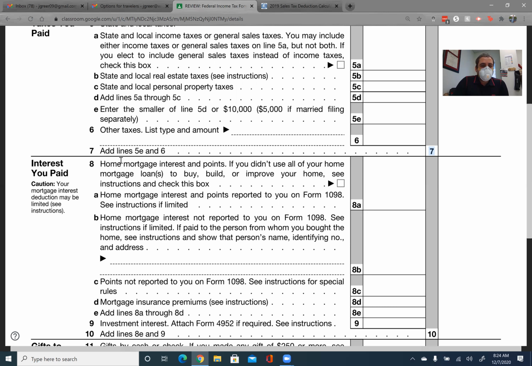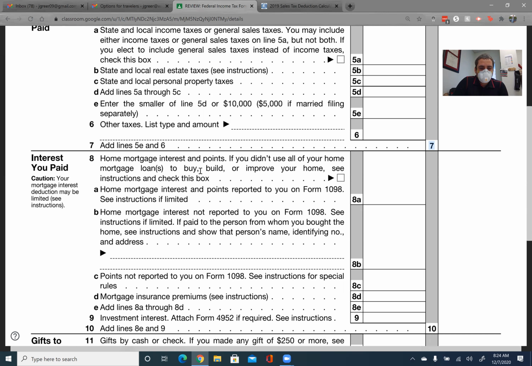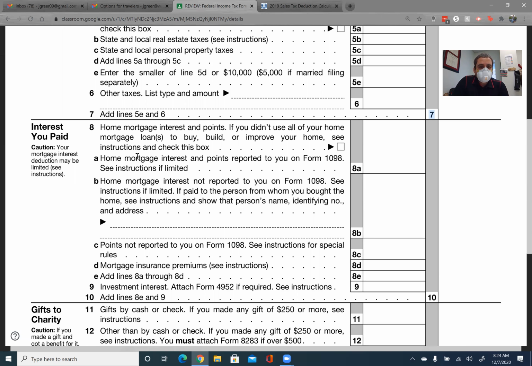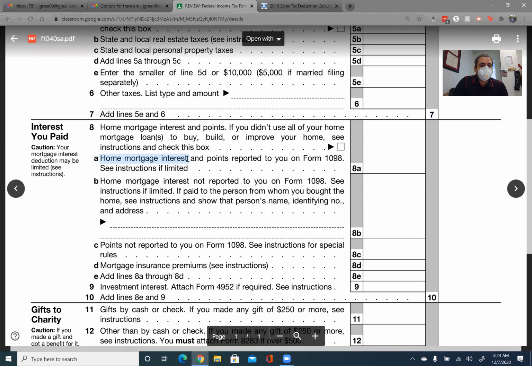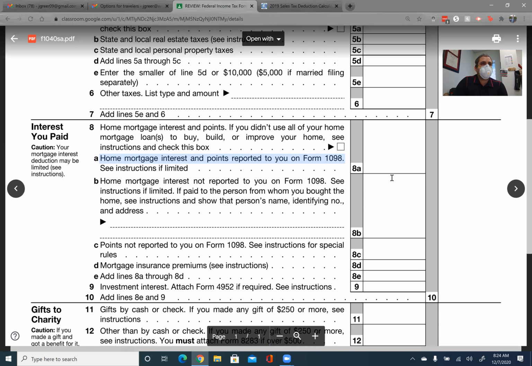Okay. So line 8. Mortgage interest and points reported on Form 1098. So that's where you're going to put, and I will tell you in the fact pattern, or I will provide a Form 1098 where it says your interest. And so you just take that amount from the 1098 form and put it here.